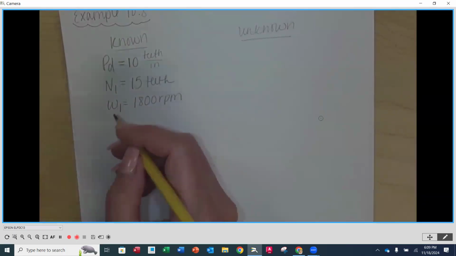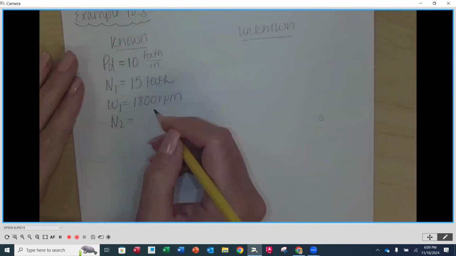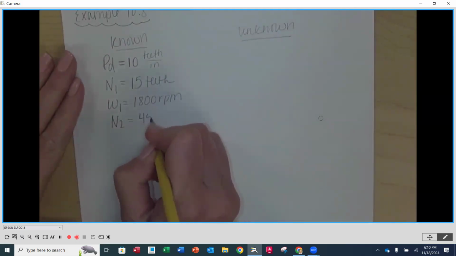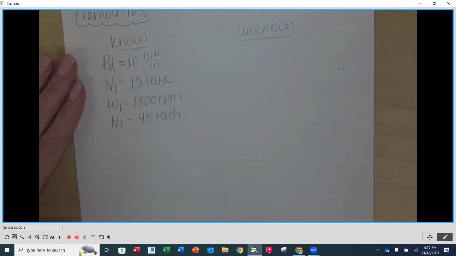All right, what else do we know? Number of teeth on the second gear, and how many are on that one? 45 teeth. Okay, do we know anything else? I think that's it, right?